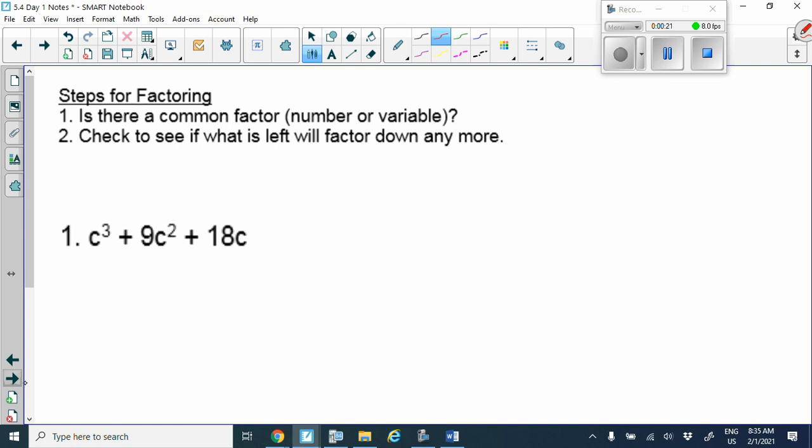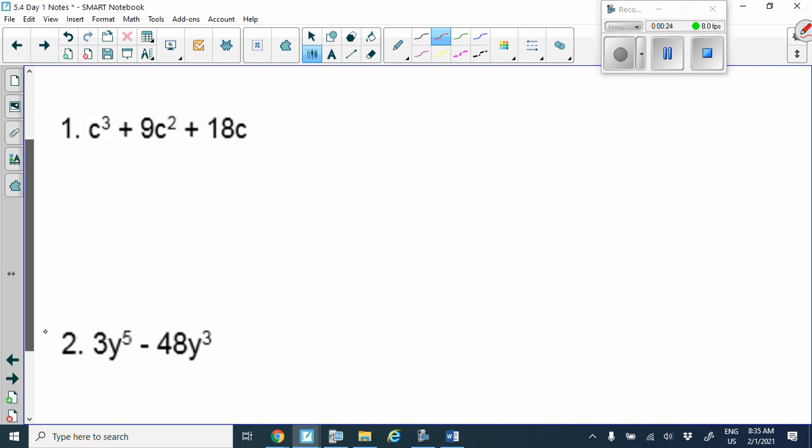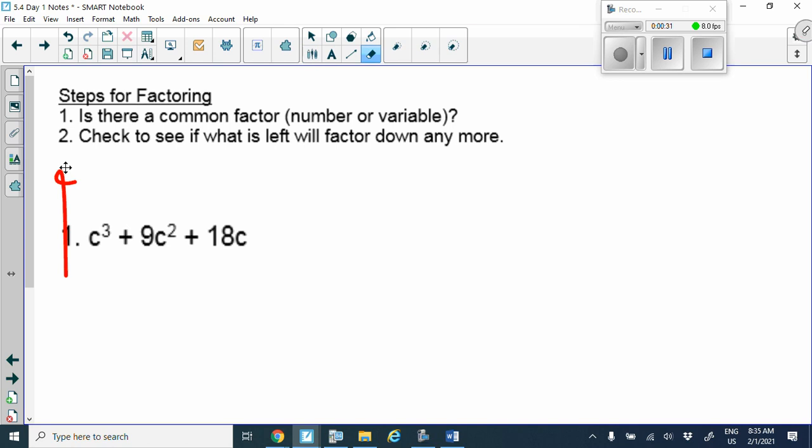Okay, let's look at number 1. We have c cubed plus 9c squared plus 18c. Let's see if these three terms have anything in common we can take out. They do have a variable in common, and the most that we can take out is just a c.